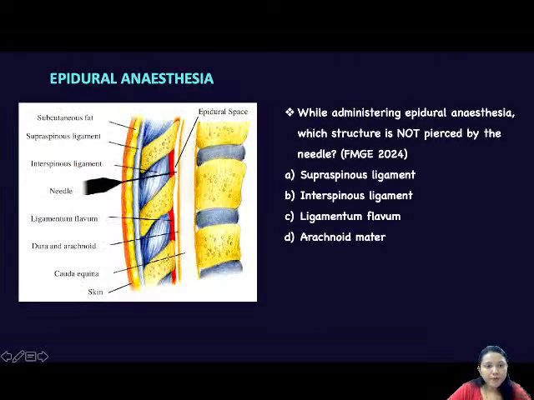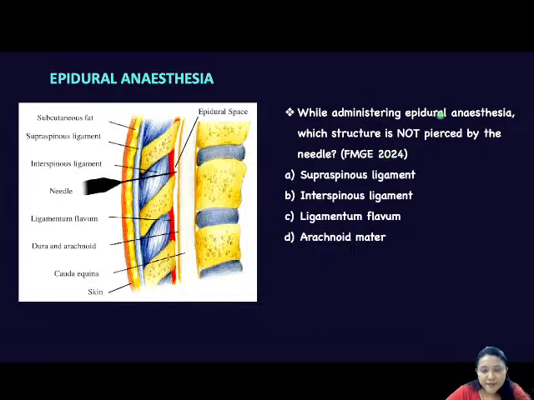Now a little bit about epidural anesthesia. This came in a recent FMG question. While administering epidural anesthesia, which structure is not pierced by the needle? They have given the options: the supraspinous, the interspinous, the ligamentum flavum and the arachnoid mater. So anybody who can answer this?